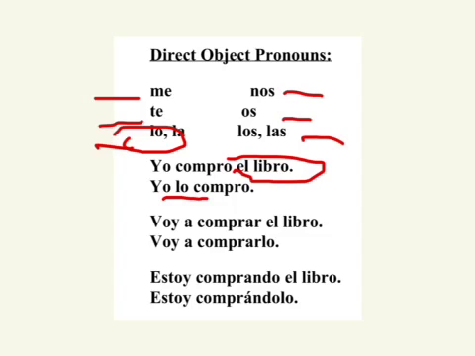You can also place the direct object pronoun attached to the infinitive. For example, voy a comprar el libro, voy a comprarlo. You can also place the direct object pronoun at the end of the present participle. For example, estoy comprándolo, and you attach the lo to comprando. Estoy comprándolo.